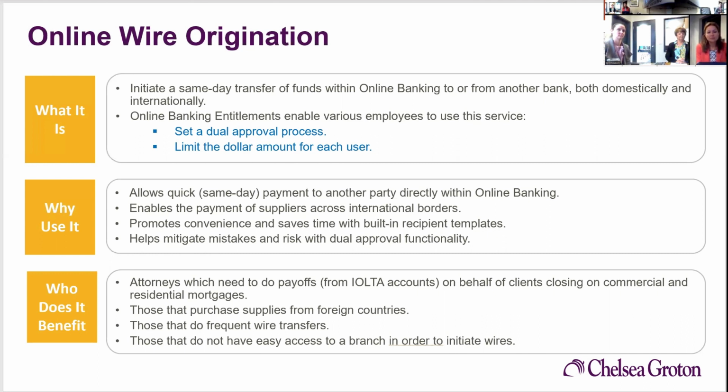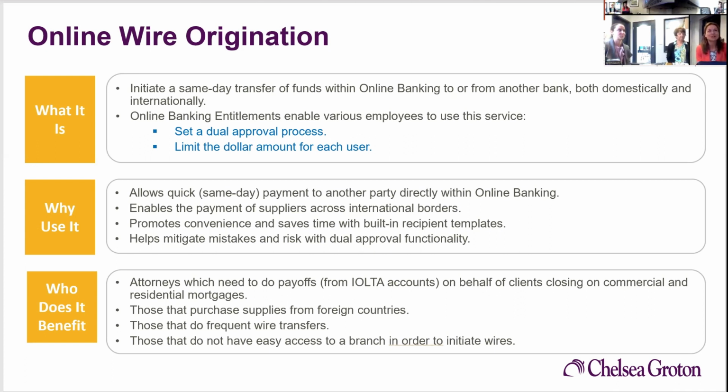By contrast, online wire origination is another feature similar to ACH origination, and it looks very similar if you're the user, from a business customer standpoint, in that it's also a module within online banking that would be enabled in order for you to push out wire transfers directly from online banking. It has a lot of the same features that I mentioned for ACH origination, with the dual controls and the ability to customize your entitlements to control who can push out that wire transfer.